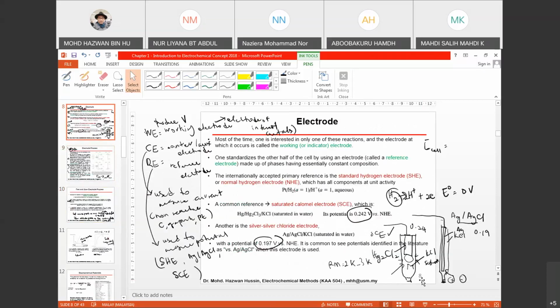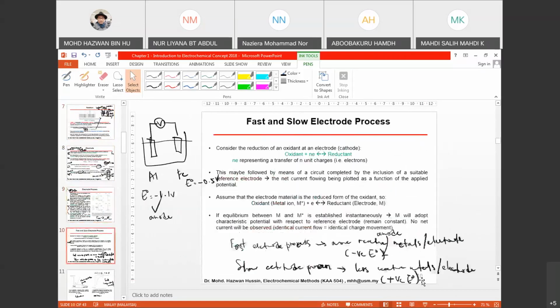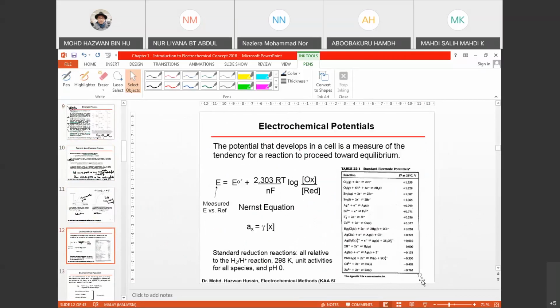We also have learned about these three types of electrodes, so that later on you can differentiate what is meant by working electrode, and what is meant by counter and reference electrode. Okay, and I think maybe on Thursday we are going to address this.